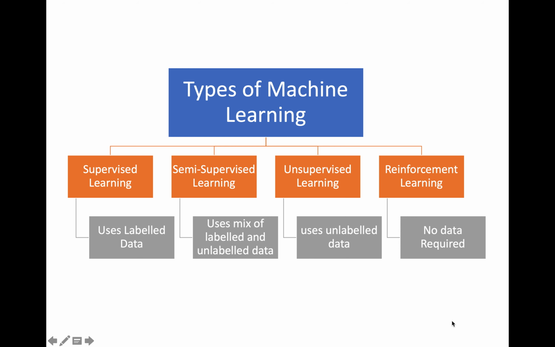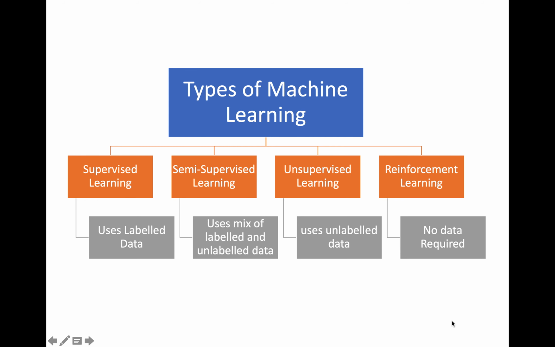Machine learning has many types which depends on the type of data that is being provided. So if we have well labeled data like in the case of iris flower, then it is known as supervised learning. If we use a mix of labeled and unlabeled data, then it is known as semi-supervised learning. If the entire data set is unlabeled, then it is known as unsupervised learning. And if there is no data required, it is reinforcement learning.